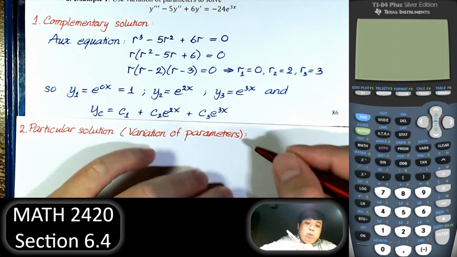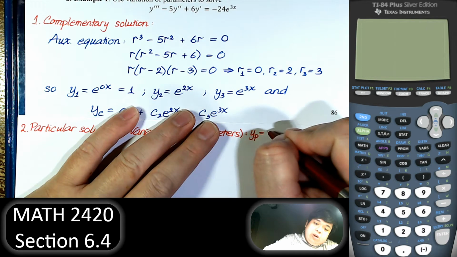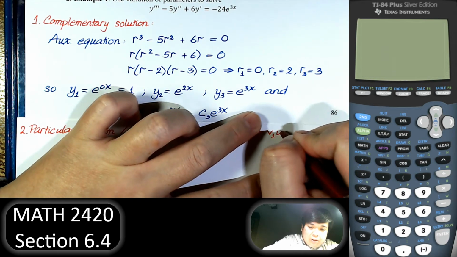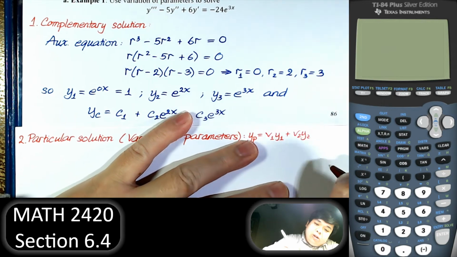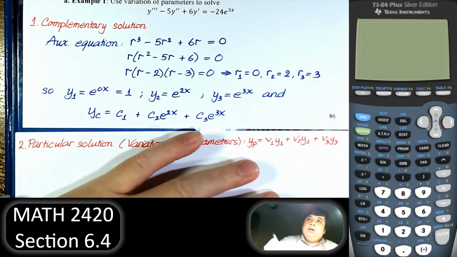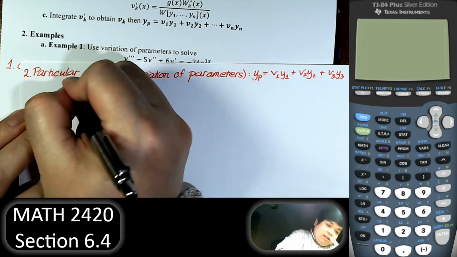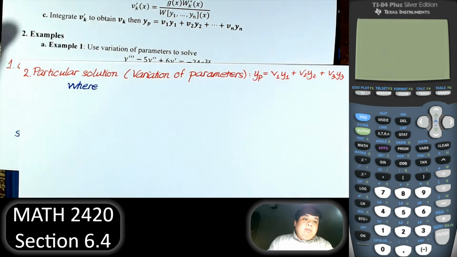y1, y2, and y3, so the particular solution will take the form of v1y1 plus v2y2 plus v3y3, where we have this system of equations.